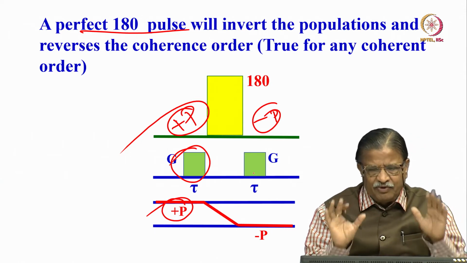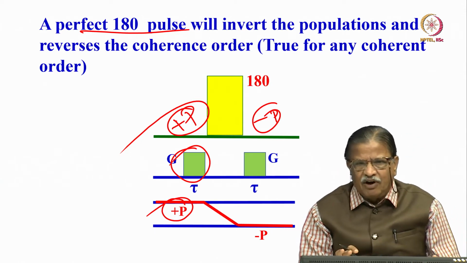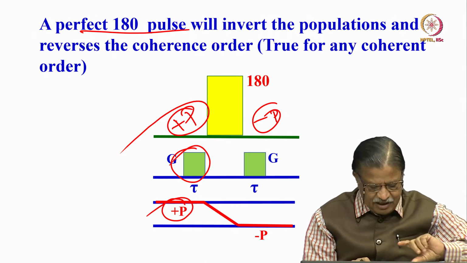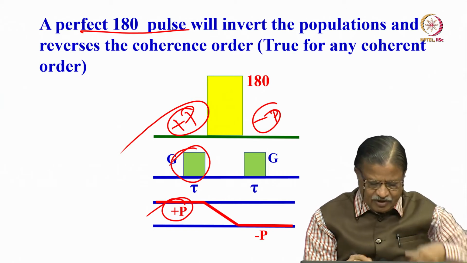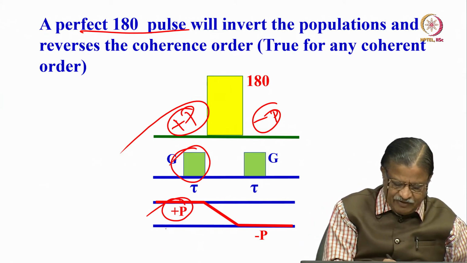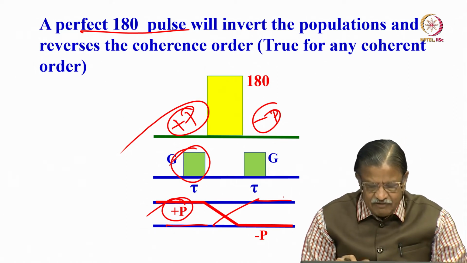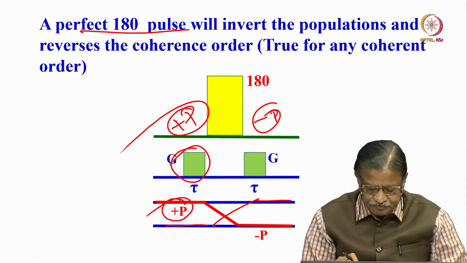That is what is known to us, because a 180 pulse always inverts the populations. When it inverts the population, it reverses the coherence order. Plus p will become minus p. If this were minus p and here plus p, it gets reversed. So it inverts the coherence order.